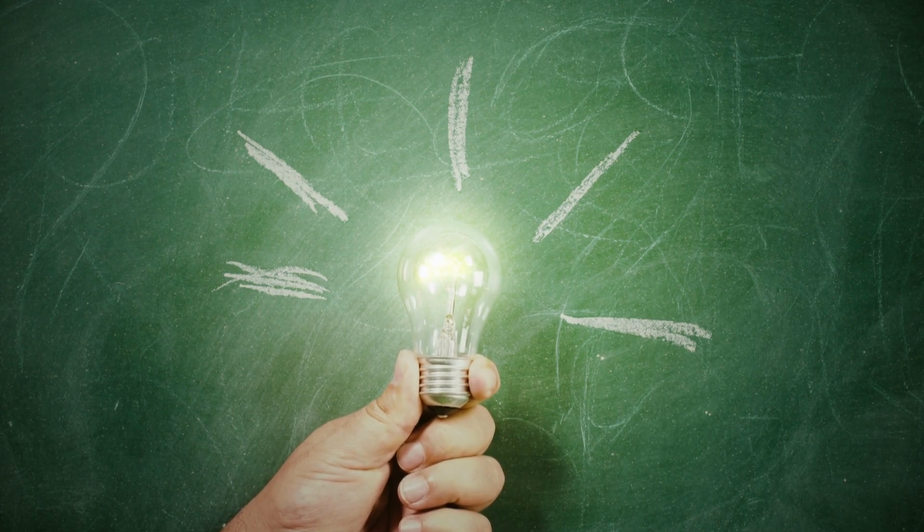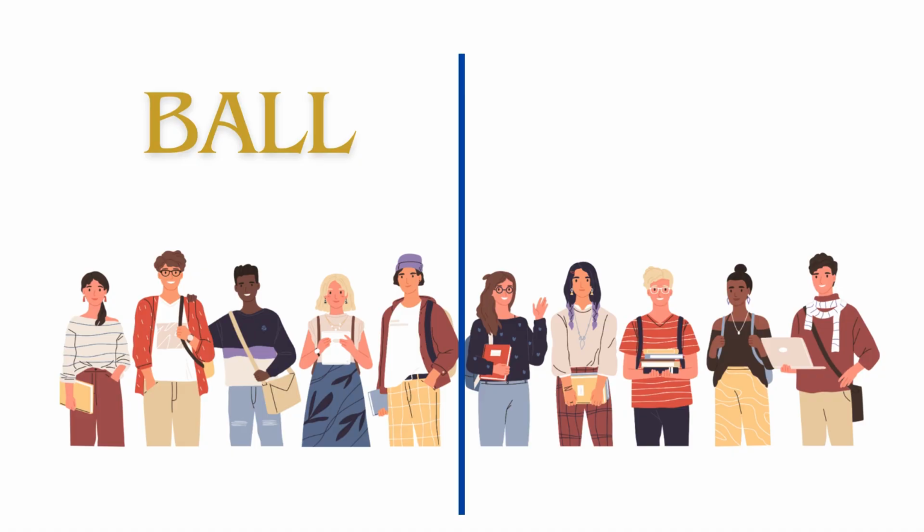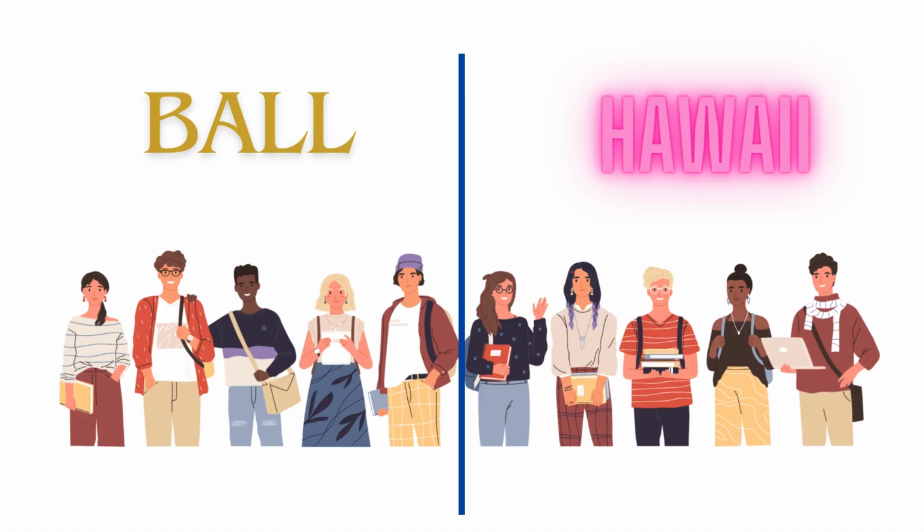Imagine your class is in charge of organizing the end of year school dance. Everyone's excited, but there's a hitch. Your classmates have very different ideas about what the theme should be. Some want a classical ball theme with glitz and glam, while others are pushing for a tropical Hawaiian vibe. The debate is getting heated and you need to find a solution fast. So, what do you do?